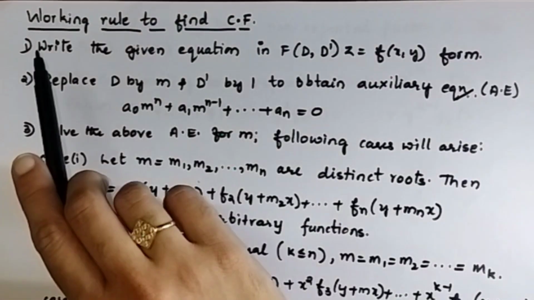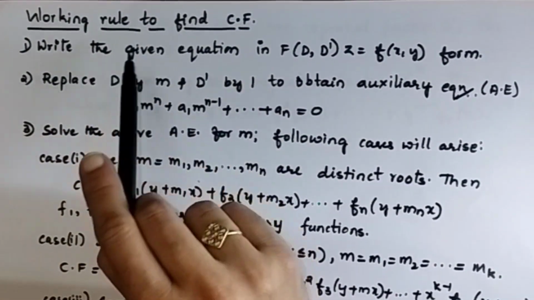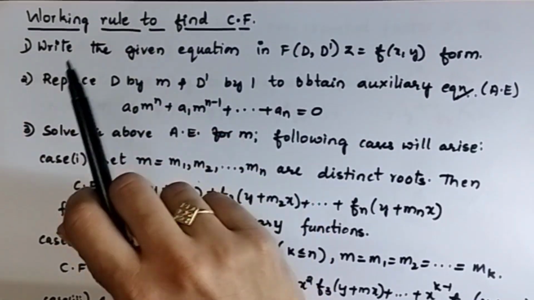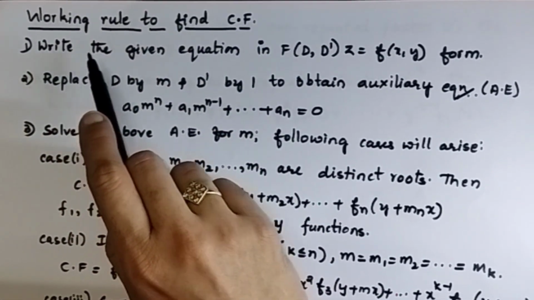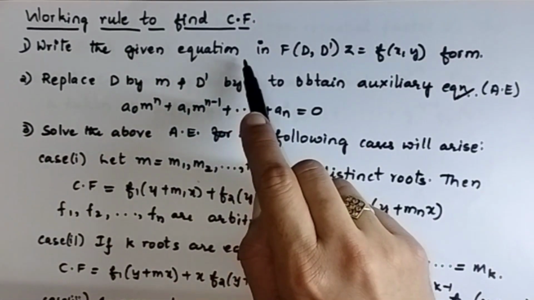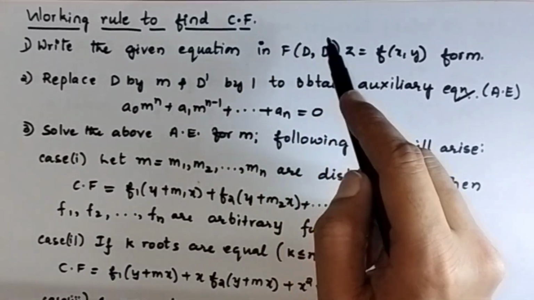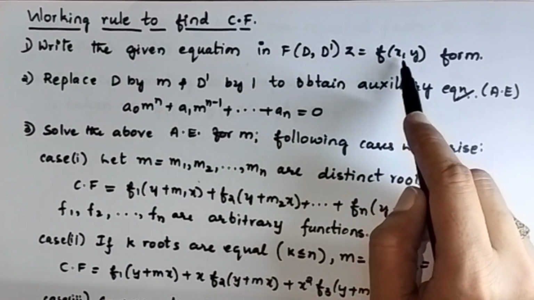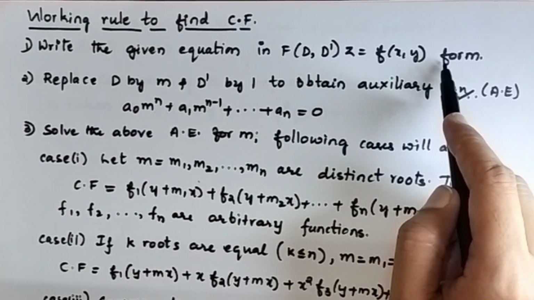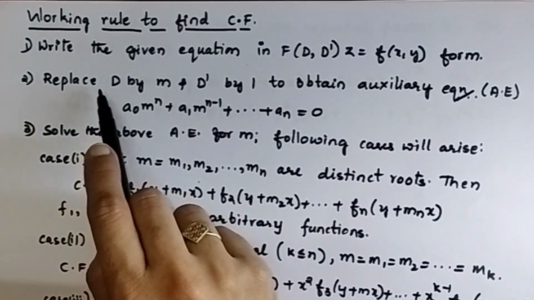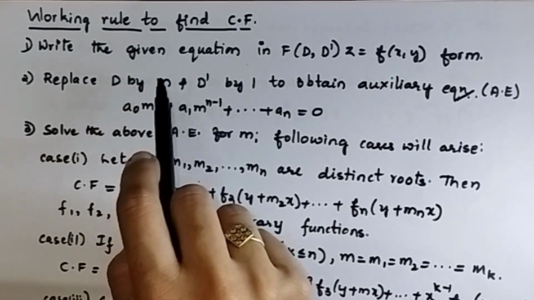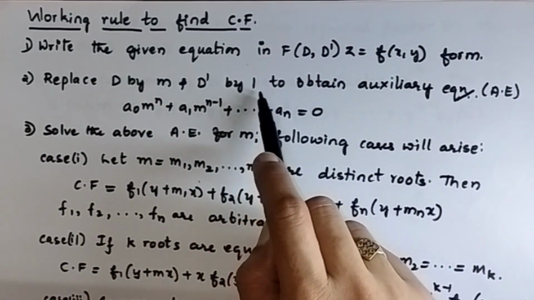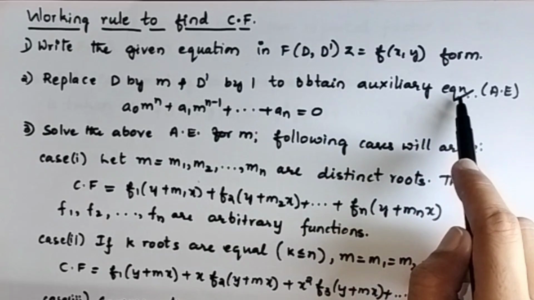Now let's see what is the working rule to find the complementary function. The first step is you have to always bring the given equation into the standard form, which is f of D comma D dash into z equal to f of x comma y. The second step is you have to replace D by m and D dash by 1 to obtain the auxiliary equation.